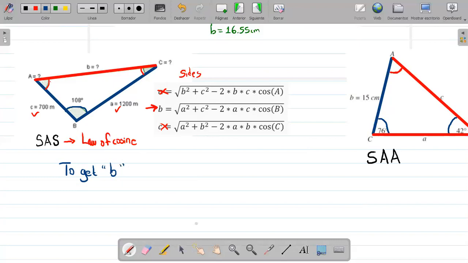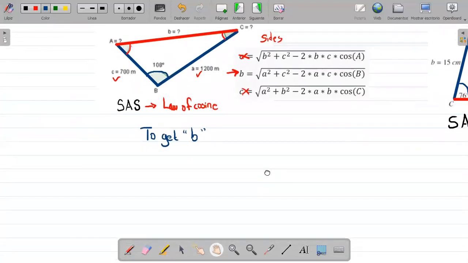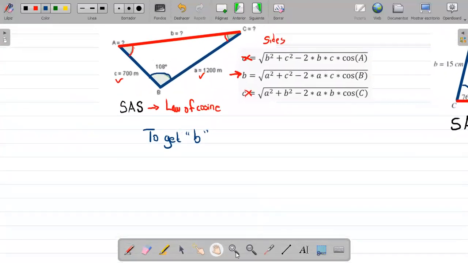In order to help you with B, I have to use that formula. We're gonna concentrate just on that exercise. As you can see here, it is. So then we're gonna have B equals square root. Let's start replacing. A, in this case, is 1,200 meters.